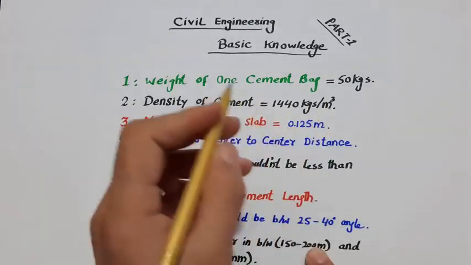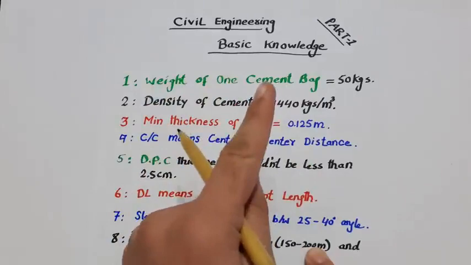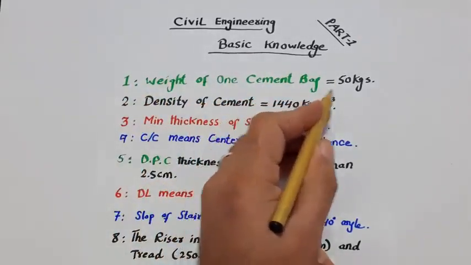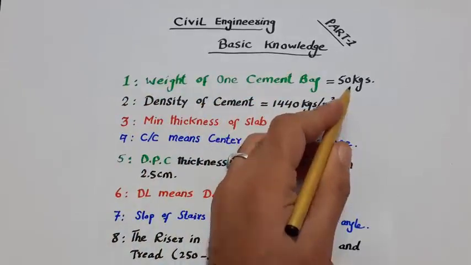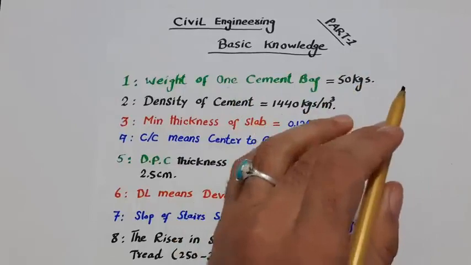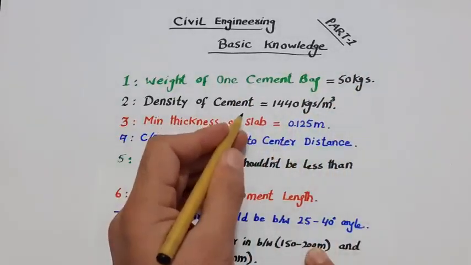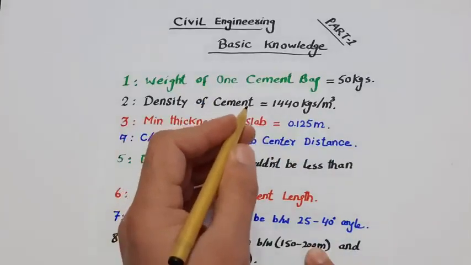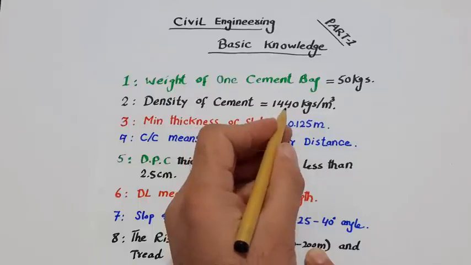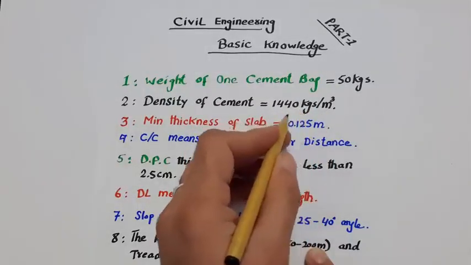Guys, the first one is you should know the weight of one bag of cement. The weight of one bag of cement is 50 kgs. Okay, the second one is, guys, density of cement. The density of cement in cubic meter is 1440 kgs per meter cube. This is the density of cement.